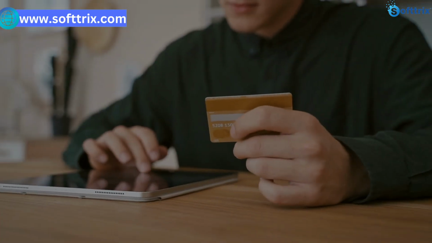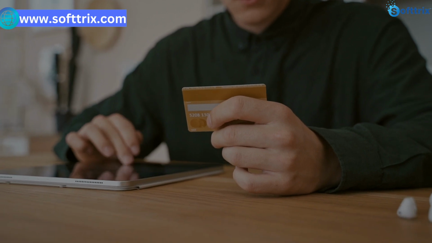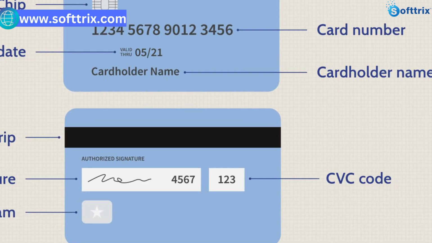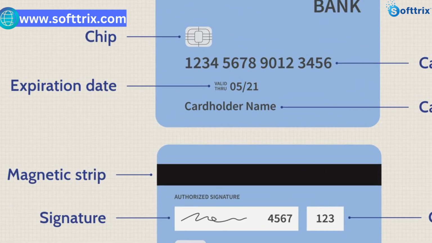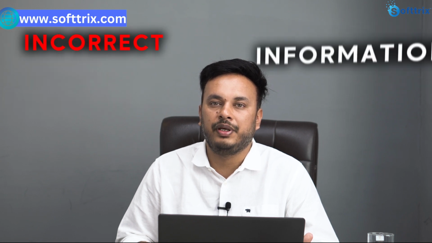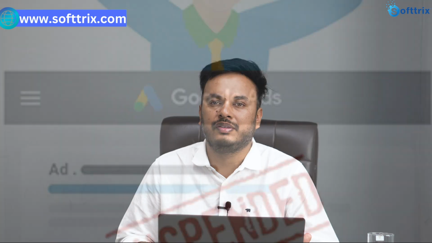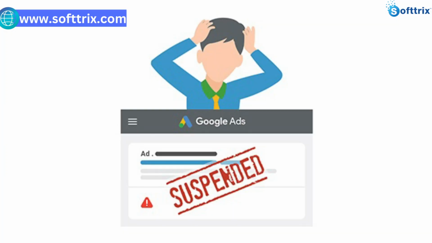So now, before submitting the billing information, you need to make sure that the credit card number or the CVV or the expiration date that you are entering should be correct, because if somehow you have entered the incorrect information, then Google may suspend the whole Google AdWords account. So we need to be careful of these things.